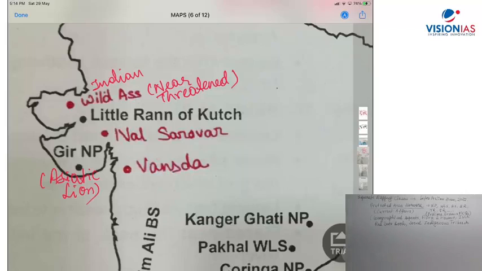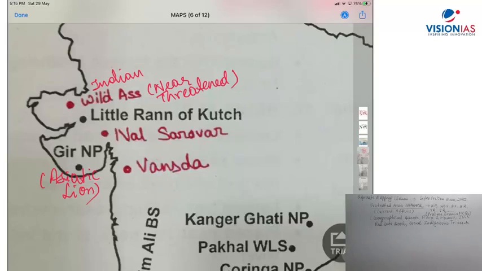There was a time when lions, like the Asiatic lion, used to be found in Madhya Pradesh and the central part of India. But because of epidemics and habitat destruction, the lion population declined in the central part of the country, and now the only place in the world where you find the Asiatic lion is the Gir forest.